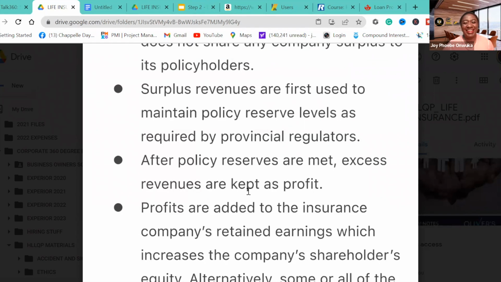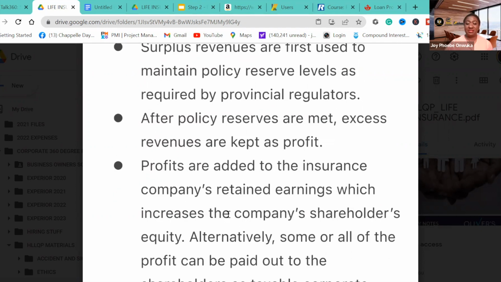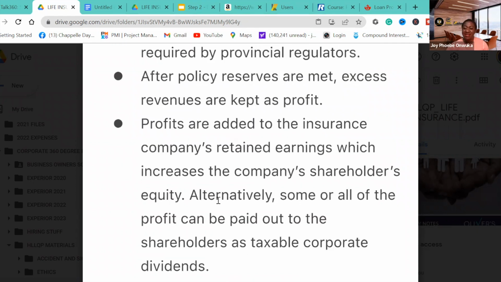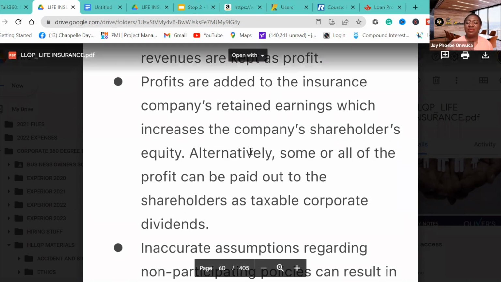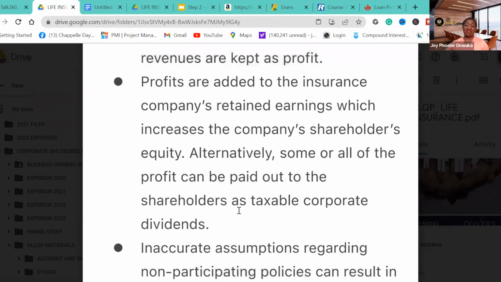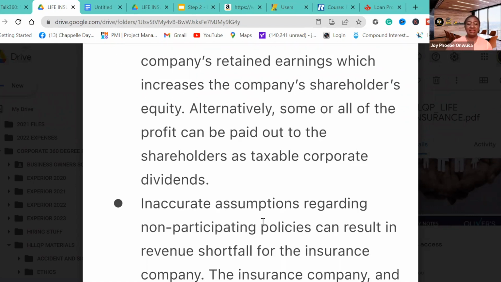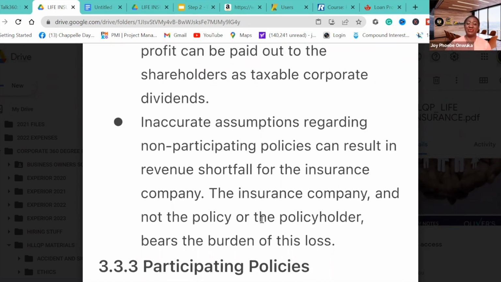Surplus revenues are first used to maintain policy reserve levels as required by provincial regulators. And after the policy reserves are met, the excess revenues are kept as profits. Now, profits are added to the insurance company's retained earnings, which increases the company's shareholders' equity. Alternatively, some or all of the profits can be paid out to the shareholders as taxable corporate dividend. Ooh, I would love to be a shareholder here.